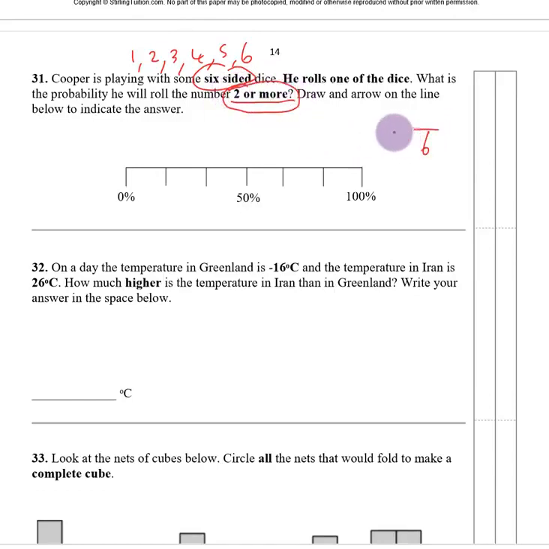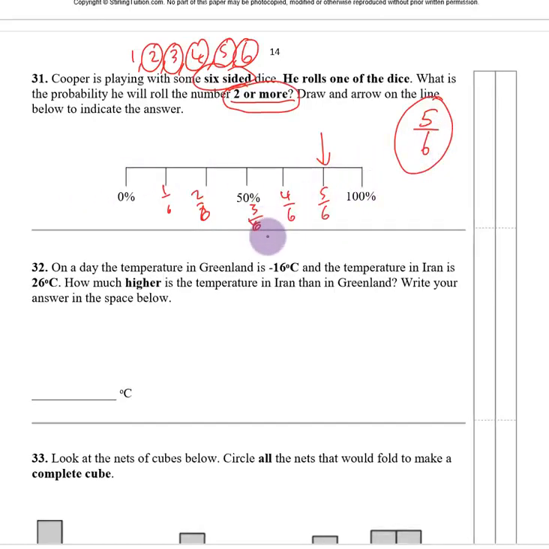So this is going to be out of 6 because there's 6 possible outcomes. So you could get a 2, a 3, a 4, a 5, or a 6. So there's 5 of those outcomes that he could potentially get. So it's 5 out of 6. And if you notice here, there's 1, 2, 3, 4, 5, 6 sections. So 5 sixths of this line will actually be here, because this will be 1 sixth, 2 sixths, 3 sixths, 4 sixths, and then 5 sixths. So that's where the arrow would need to be marked. So 5 out of 6, write it as a fraction, then relate that to the probability line.